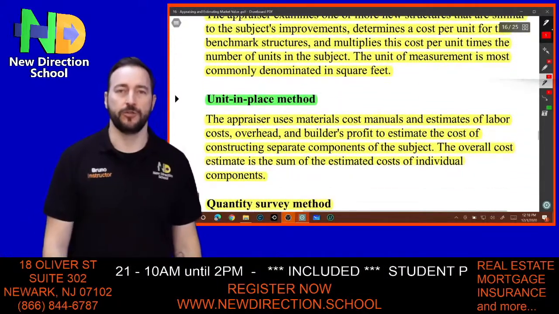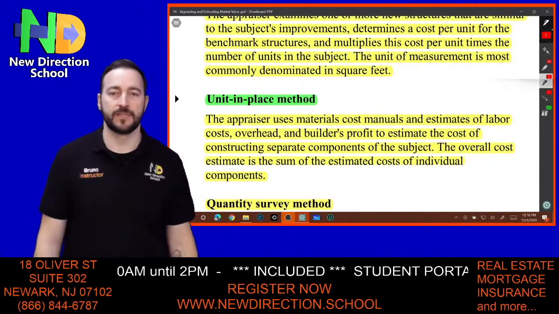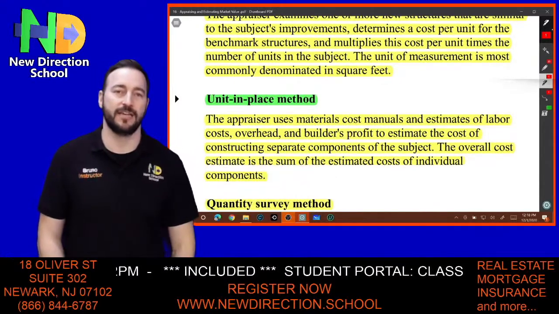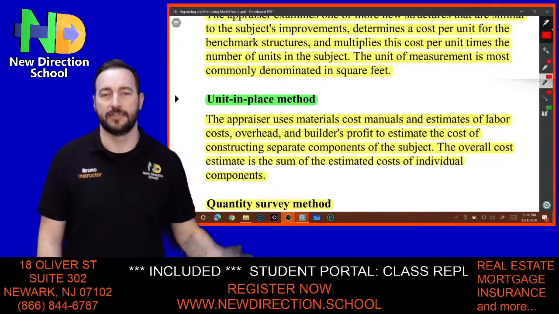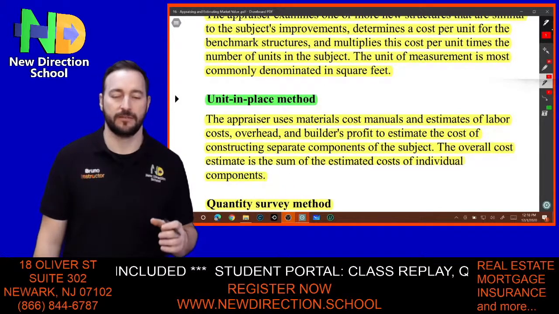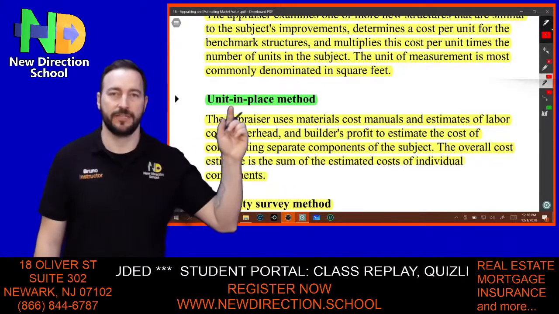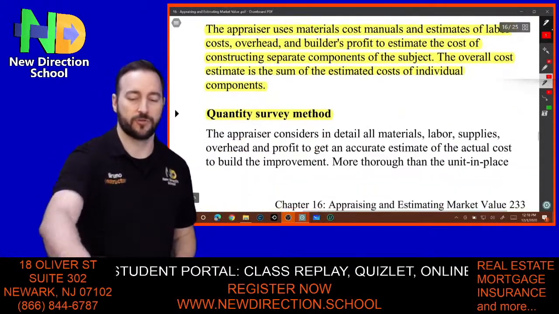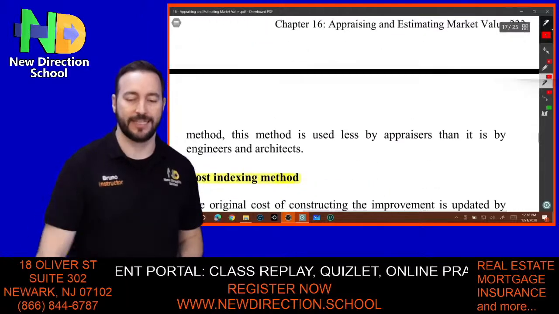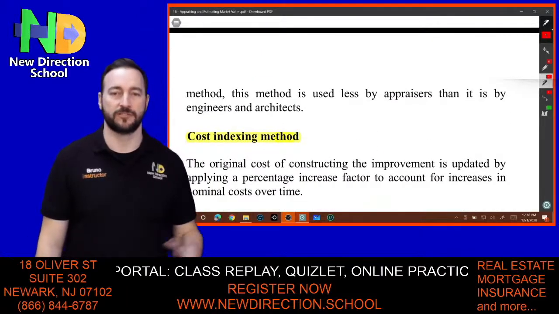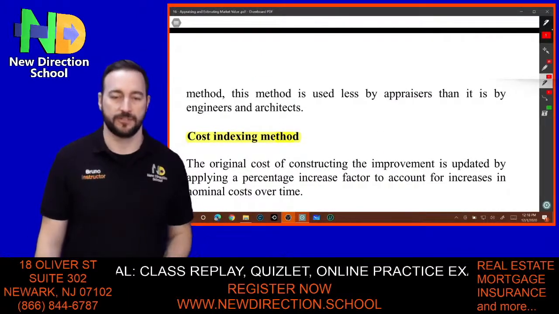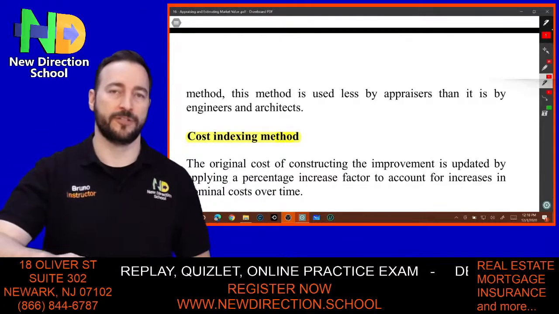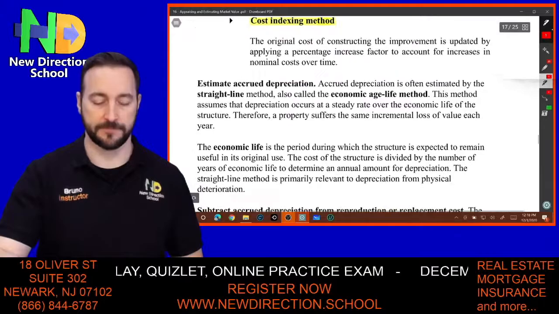The next one is the unit in place method. See here, we're using the material cost manuals and estimate labor and overhead, right? And the builder's profit and all that stuff. So we're going to add stuff, units in place, every little item. And then we have also quantity survey, and we have the index method, so based on inflation, for instance. All right, so these are not as common. The first two, the square foot and the unit in place method, are the most common.